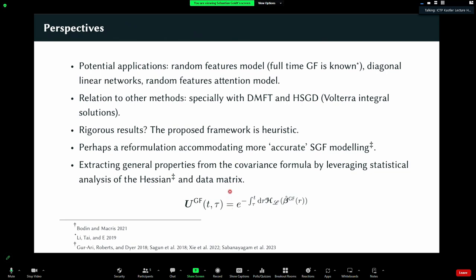An interesting perspective is to extract general properties of the covariance matrix by leveraging statistical analysis of the Hessian, because it's known that the Hessian plays a role in the landscape, because in our formula there's explicit dependence on the Hessian of the loss function when calculating the gradient flow.